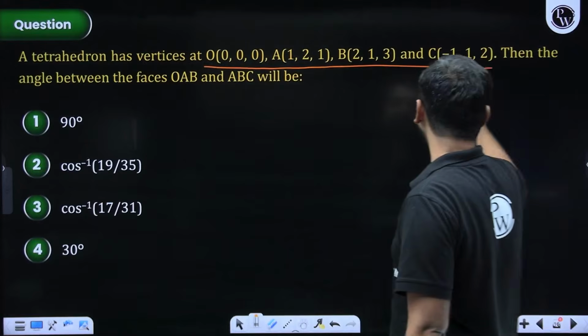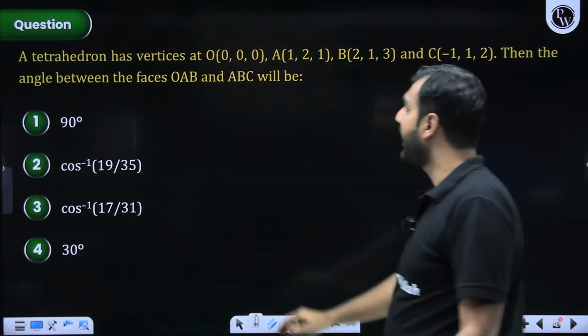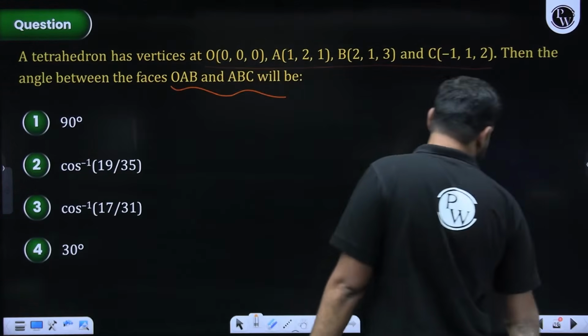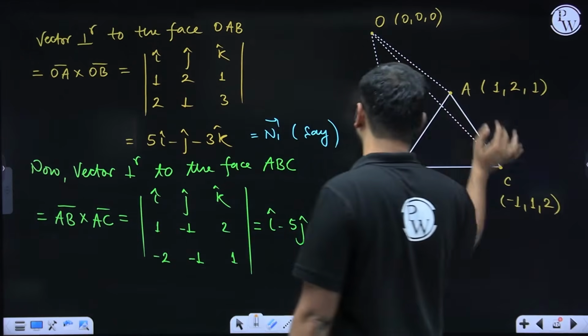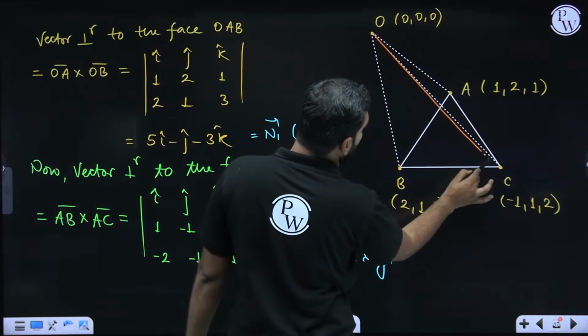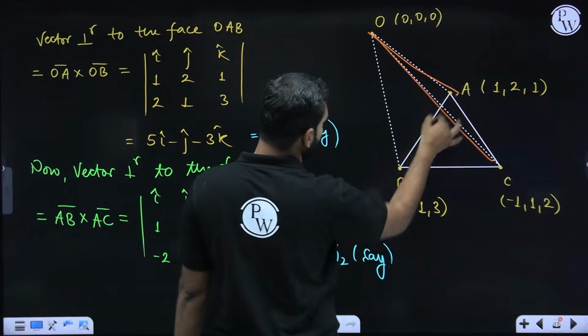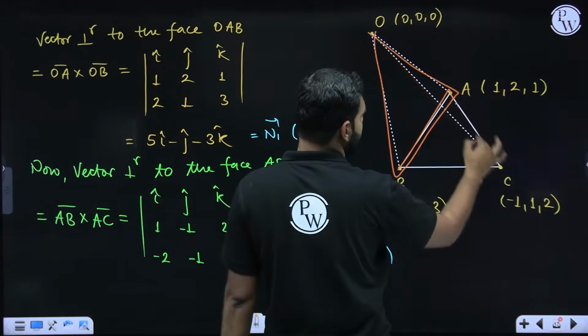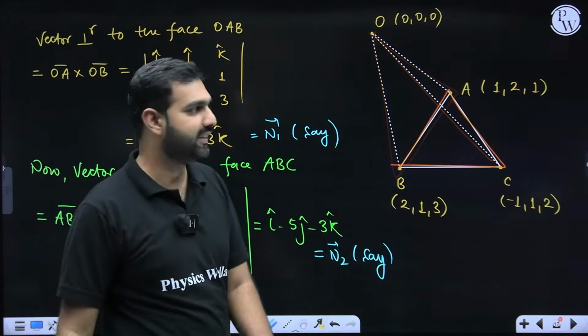Next question will be this, where you are given a tetrahedron which has 4 vertices, of course, OABC, and then you need to find the angle between faces OAB and ABC. So here, this is your tetrahedron. The face OAB is given like this, and the face ABC is given like this. I hope you can see them very clearly.